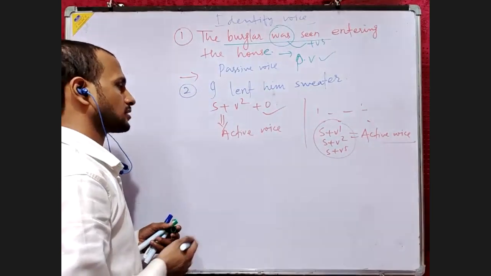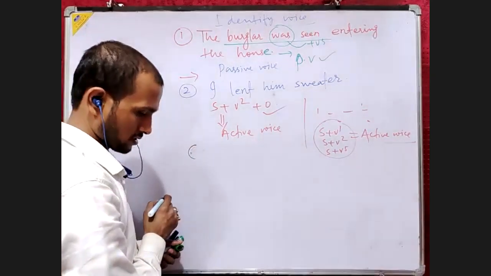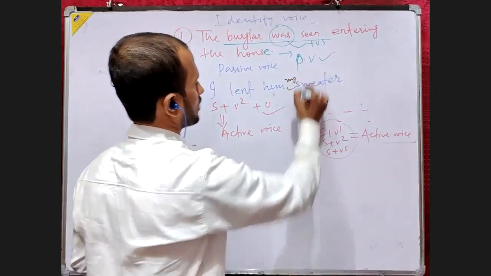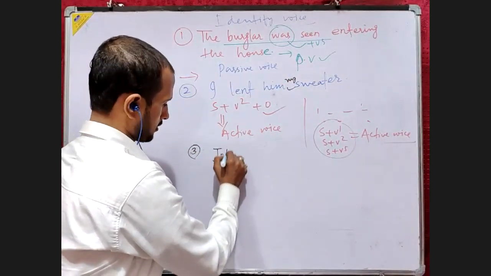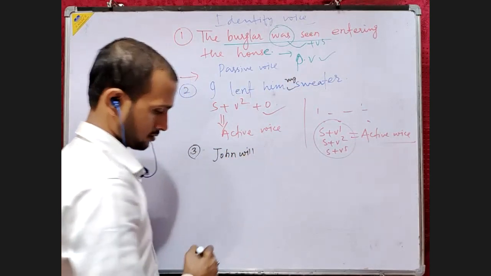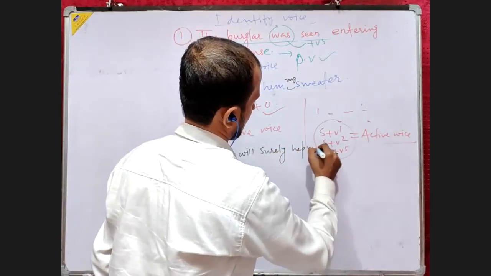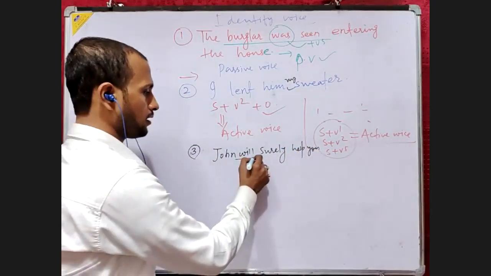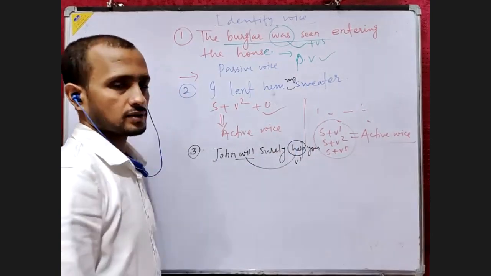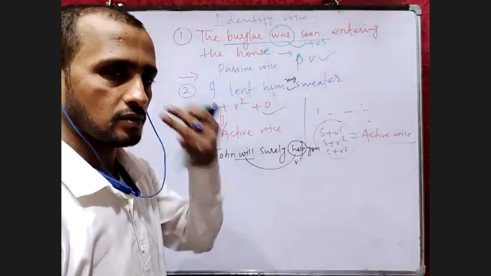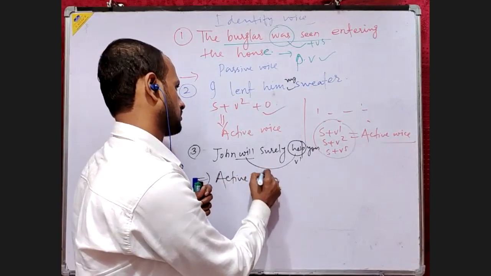Second question is, I lent him my sweater, that is active voice. Yes, it doesn't matter, we have to only recognize. Question number 3. John will surely help you. Active voice. Surely help. Passive voice is be plus V3. If the verb is in the first form, that will always be active voice. Okay.